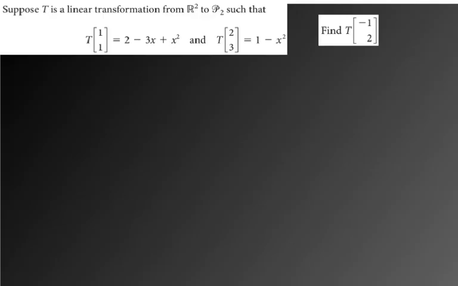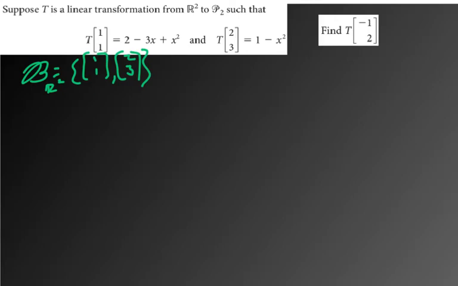And I'm going to try to show it here in this example. T is a linear transformation that maps R2 to P2, okay? And it does it this way. T of (1, 1) goes to this quadratic, and T of (2, 3) goes to that quadratic. And I want to find T of (-1, 2), okay? What I want you to see first is that a basis for R2 could just be (1, 1) and (2, 3), because in two-dimensional space, they're not scalar multiples of each other.